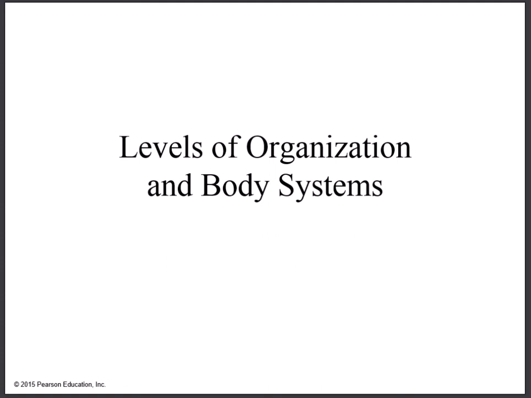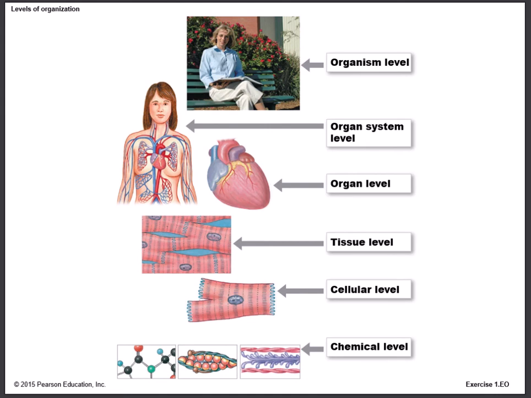So let's finish up this video taking a look at the levels of organization and just a quick overview of the 11 body systems. This is something you may have gone over in lecture, so I just want to go over it quickly. We study anatomy from simple to complex. So the simplest level is known as the chemical level.